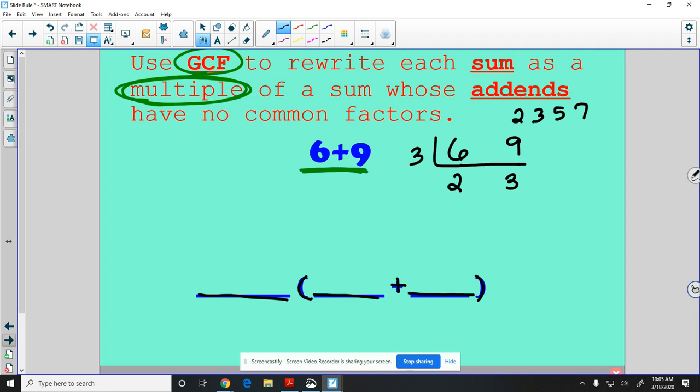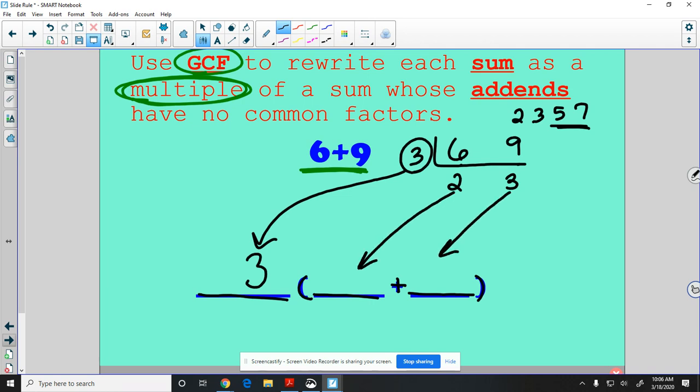Can 2 come out of both of these? Well, 2 can come out of 2, but is 3 divisible by 2? No. Can 2 be divisible by 3? No, so we know we have to stop. And so these numbers right here are smaller than the rest of our numbers, so we know they're not divisible by it. So that means we're done. So what we're going to do, remember this 3 right here is the GCF. And it says to use GCF to rewrite each sum as a multiple. So this 3 is going to go right here. And then these numbers are just going to go right here.